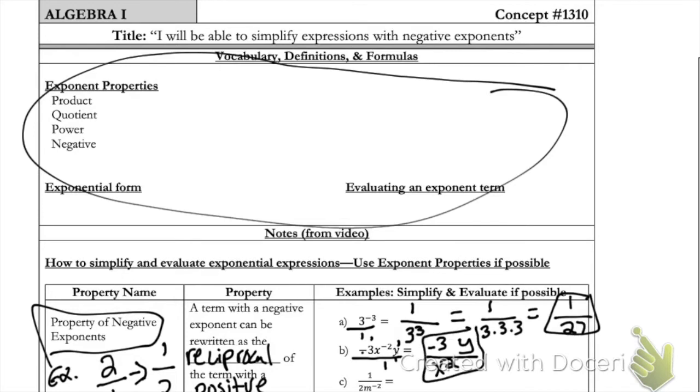Let's look at C. C, we have 1 over 2m to the negative 2. Okay, so it's already in a fraction. I'm running out of room, so I'm just going to write it here. It's already in a fraction form. 1 is good to go, so that stays where it is. Notice how you have 2m to the negative 2. The only thing that's raised to the negative is the m. So the 2 is really raised to the first. So the 2 stays where it is on the denominator.